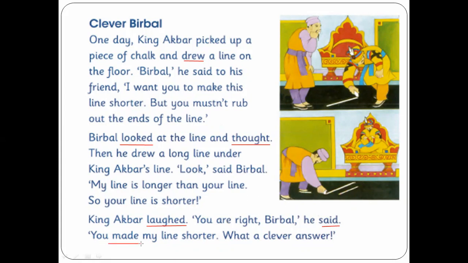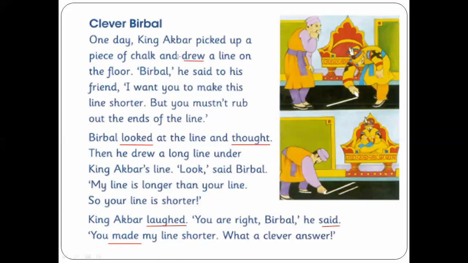Made my line shorter. So boys, when we tell a story, we always tell it in past tense, okay? So that is why we have used simple past tense. Here some of the words are regular verbs and some of them are irregular. In regular verbs, in the end we put ed, like looked, laughed. And in irregular verbs, we change the spelling, like draw, drew.